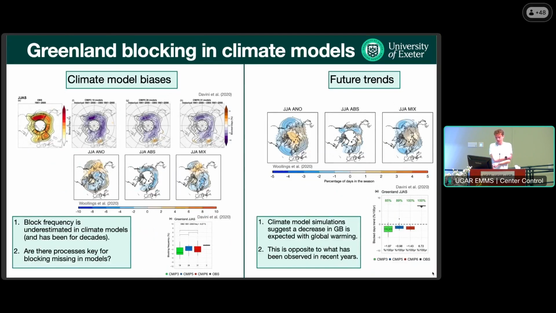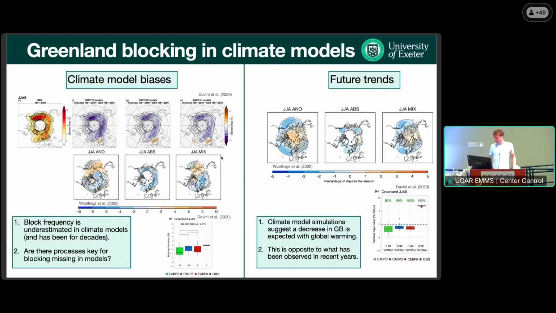This is just a summary slide of biases in summer for blocking. So there's been 2 recent review papers about blocking in the literature, showing in the top panel frequency biases for different generations of climate models, and in the bottom for different blocking indices. Because we've heard a lot already this week that blocking indices can make a big difference to the results we find. But there's a consensus that models underrepresent the amount of blocking we get.